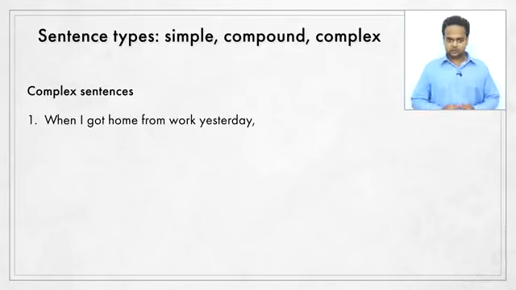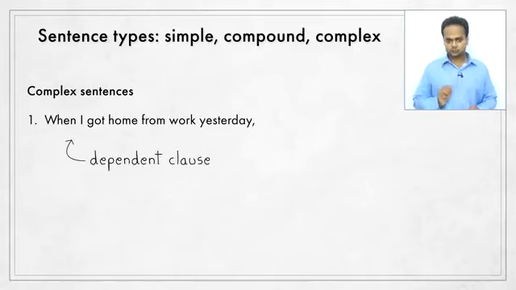Here's a clause first. When I got home from work yesterday. What do you notice about it? Well, it has a subject, I, and a verb, got, but this clause is just not a complete sentence. And that's because if I say to you, when I got home from work yesterday, you will ask, okay, what happened? What did you do? So you see, this thought is not complete. So this is not an independent clause. This type of clause is called a dependent clause.